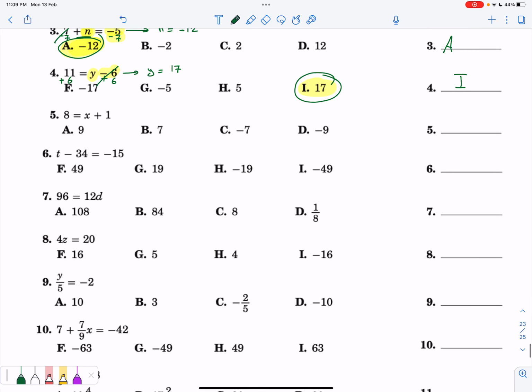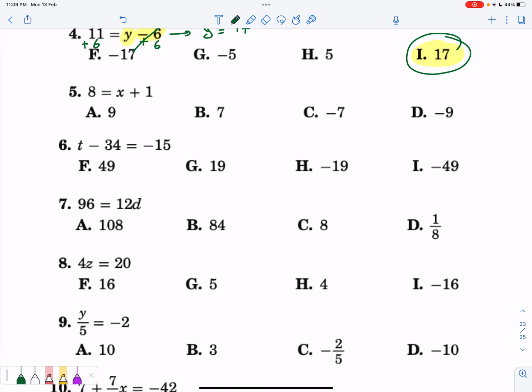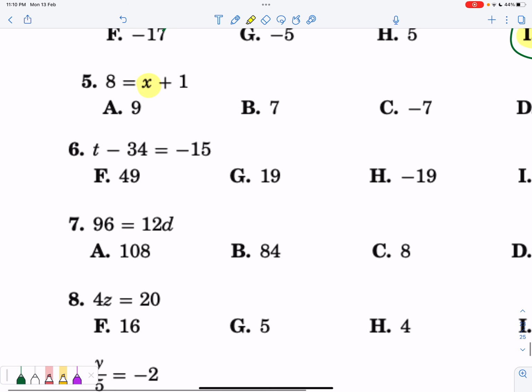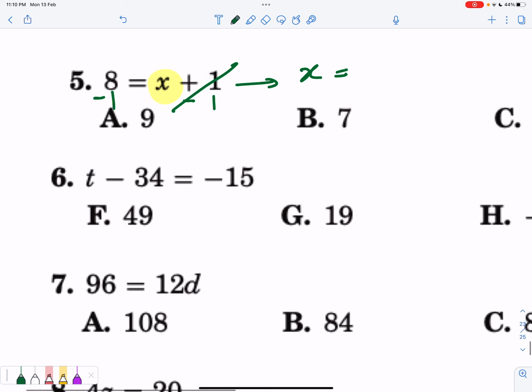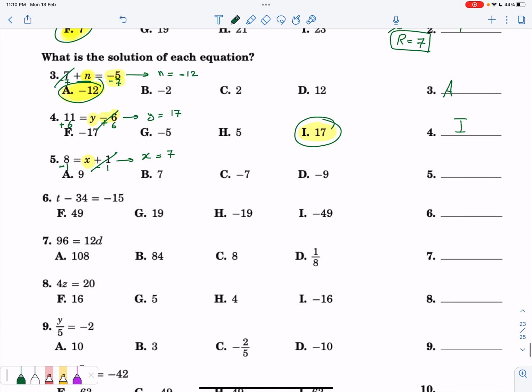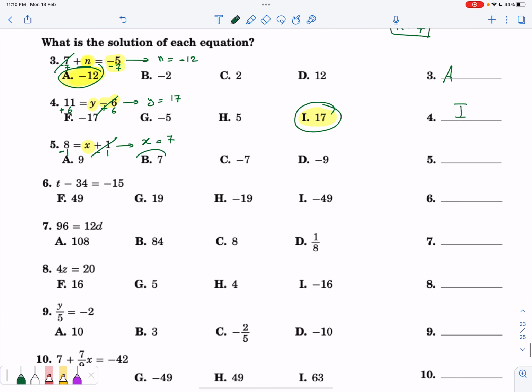Then, number 5. 8 is equal to x plus 1. Your variable here is the x, and you have 1 added to it. So you need to do the inverse operation. So you will minus 1 from both sides. So this means you have x equals 8 minus 1. So 8 minus 1, of course, equals 7. So x is equal to 7, which is B.